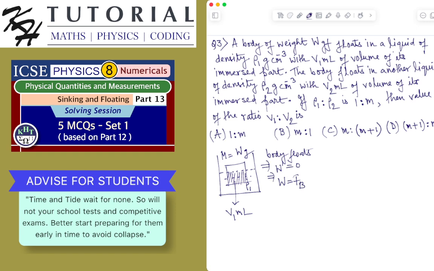Also for the liquid of density rho 2, let's say the body is immersed, and the volume of the immersed part of the body is given to be V2 ml. The mass is the same, W gram, and here also since it is floating in the liquid having density rho 2, the apparent weight will be equal to 0. That is, its own weight will be equal to the buoyant force.